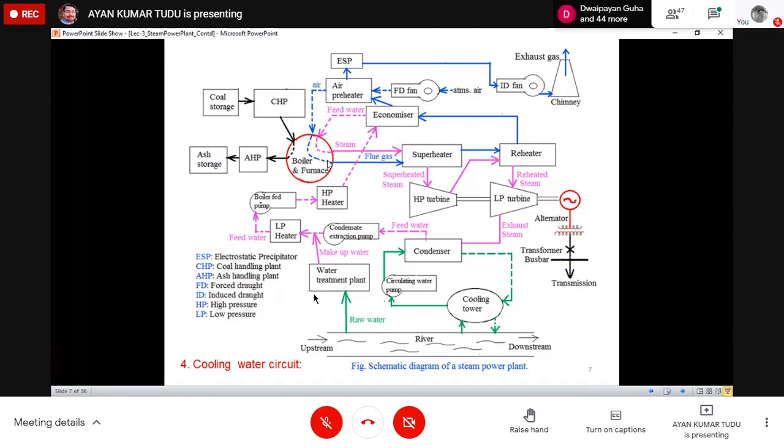Because of that, the boiler feed pump rating should be very high, because it has to enter the feed water into the boiler against the high pressure present inside the boiler. Understood? Yes, sir. It has to enter the feed water against the high pressure of this boiler. Understood? This is the typical answer.